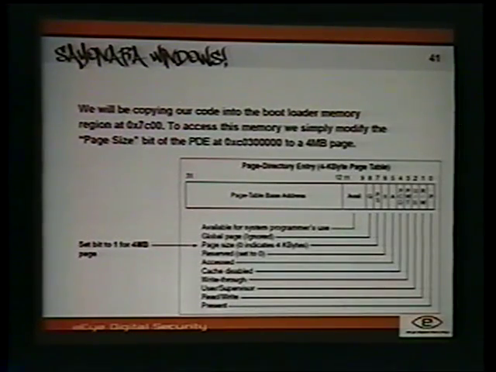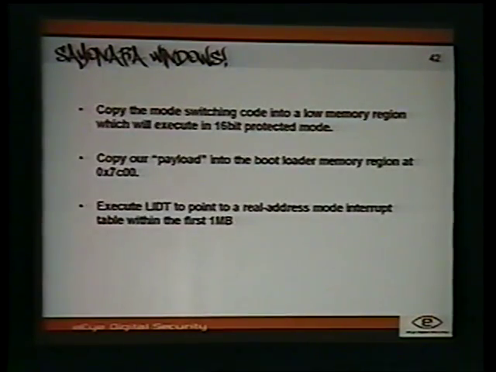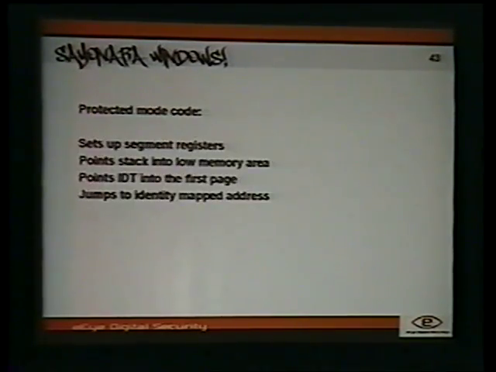Now, to map in our memory, we're going to be copying into the bootloader region. A quick way to actually map in our memory is to change the page size bit in the PDE, the first one's at C0300000, and we just set the page size bit to 1, and that will give us a 4 megabyte page, so we can just copy our code in there. So we copy the mode switch code into the low memory region. It's going to execute in 16-bit protected mode. We copy our payload into the bootloader region, execute LIDT to point our interrupt table back into the first megabyte. Protected mode code sets up the segment registers, points the stack into the low memory area, points the IDT to the first page, and jumps to the identity mapped address.